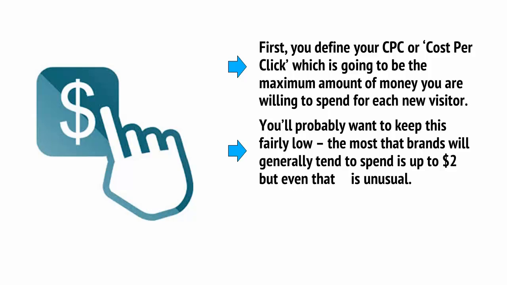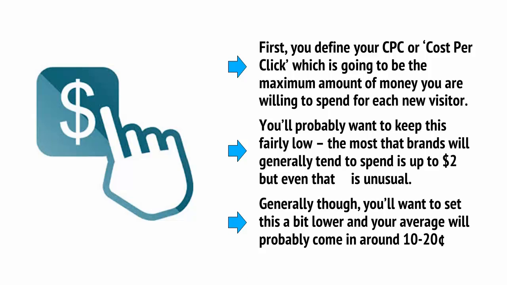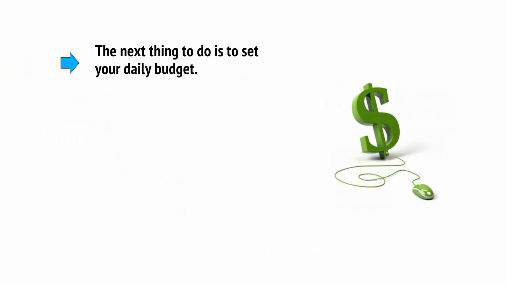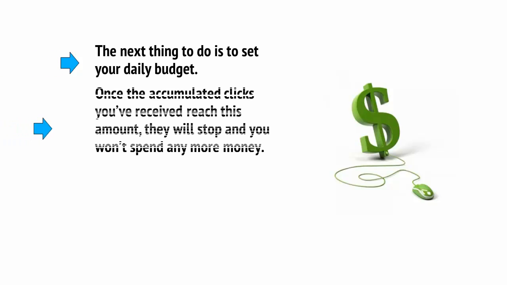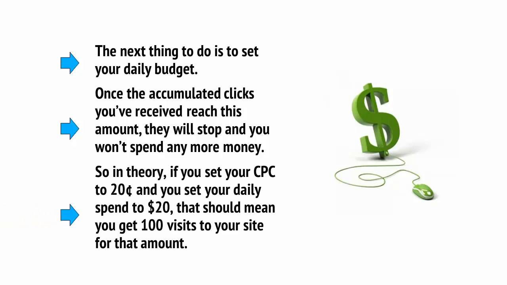The most that brands will generally tend to spend is up to $2, but even that's unusual. Generally, though, you'll want to set this a bit lower and your average will probably come in at around 10 to 20 cents. The next thing to do is to set your daily budget. Once the accumulated clicks you've received reach this amount, they'll stop and you won't spend any more money. So, in theory, if you set your CPC to 20 cents and you set your daily spend to $20, that should mean you get 100 visits to your site for that amount.